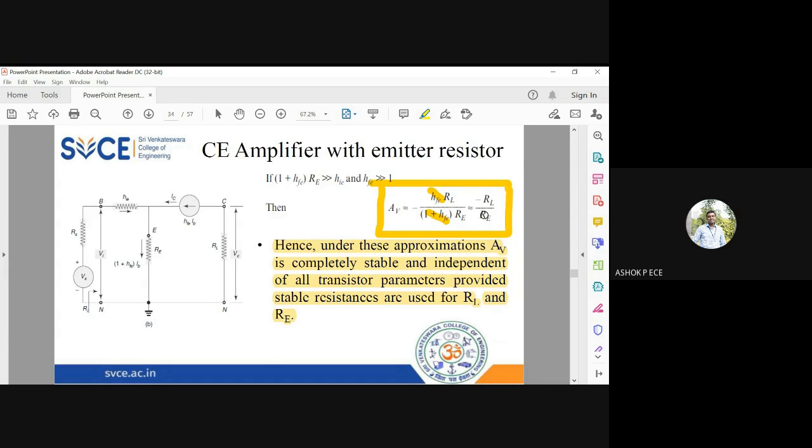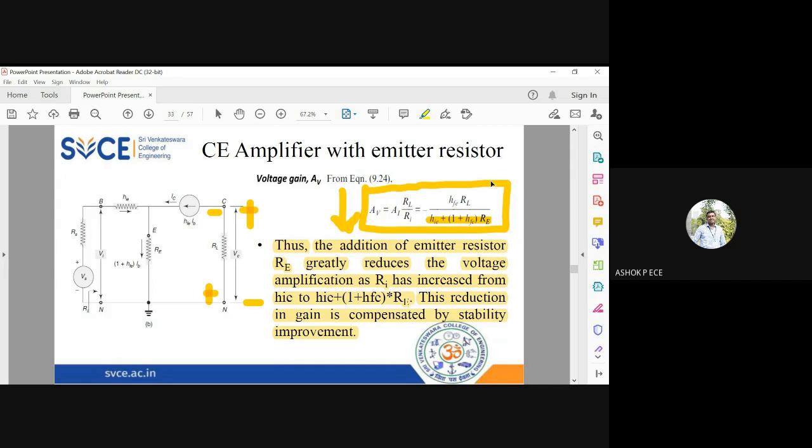So the greater the value of RE, the lower the voltage gain. When you don't have RE, the voltage gain will be maximum. This is a simplified expression for voltage gain. In all problems, whatever they ask, always go for the full standard formula for voltage gain. Don't use the approximate formulas unless otherwise specified in the question.